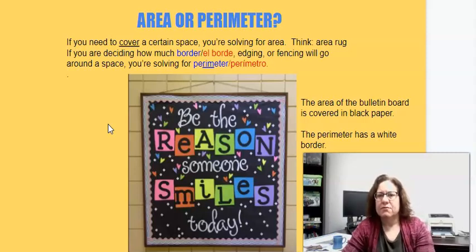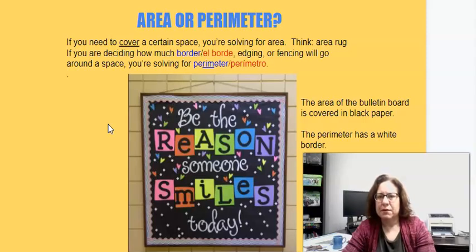Okay? Now, if we're looking to decide how much border we need, do you see the white border? It has a scalloped edge that's going all the way around the bulletin board. That would be solving for perimeter. If they're looking for fencing or edging, baseboards, they are going around the space, then you're solving for perimeter.